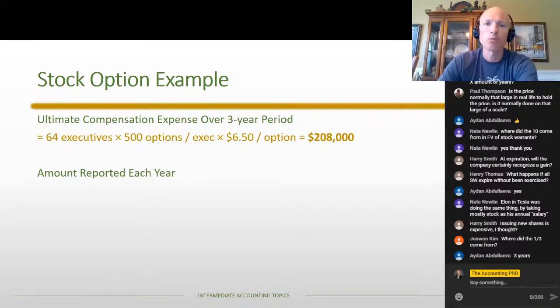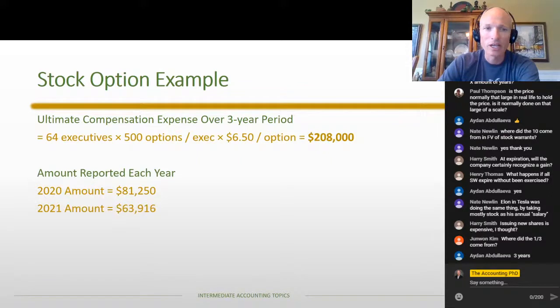So how much did we report each year? In the first year, we reported $81,250. In the second year, the net amount that we reported was $63,916. And then finally in 2022, the net amount that we reported was $62,833. Absent some rounding, that gets us to $208,000 total.